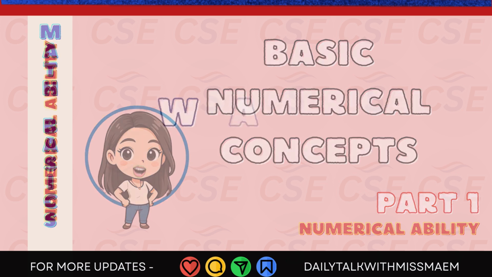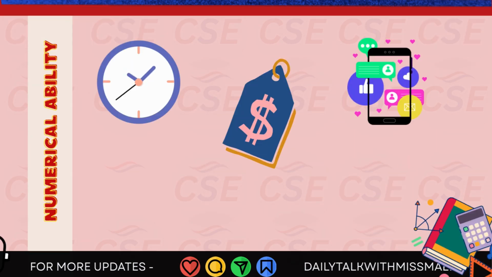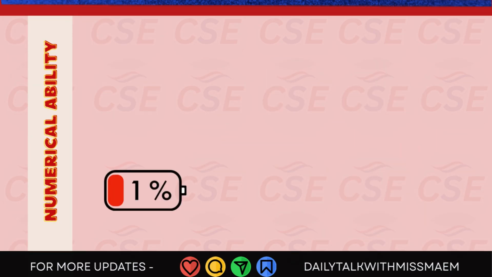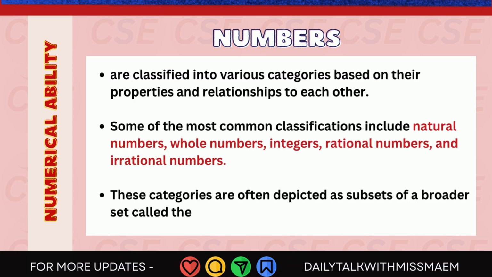Let's get started. Let's break it down. What are numbers? Numbers are everywhere, in clocks, price tags, social media stats, even your phone battery life. But did you know that numbers are classified into different types based on their properties? Let's start exploring these categories, from the simplest to the most complex.